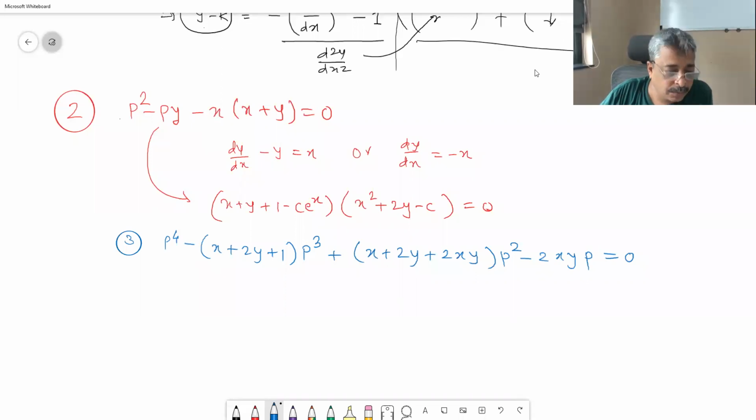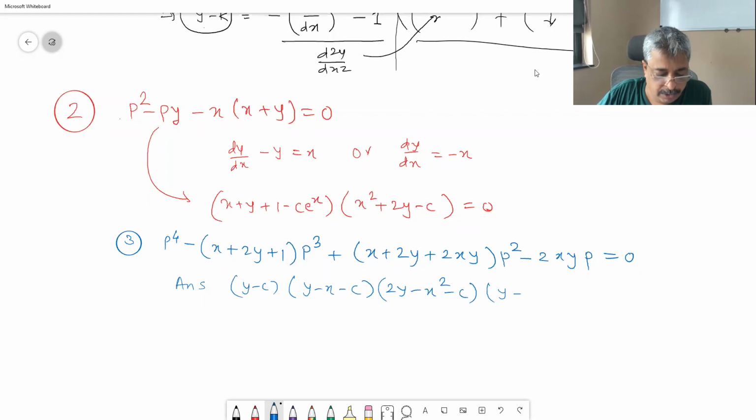Answer: y minus c, y minus x minus c, 2y minus x square minus c, y minus c raised to 2x is equal to 0. This is the solution of the given differential equation.